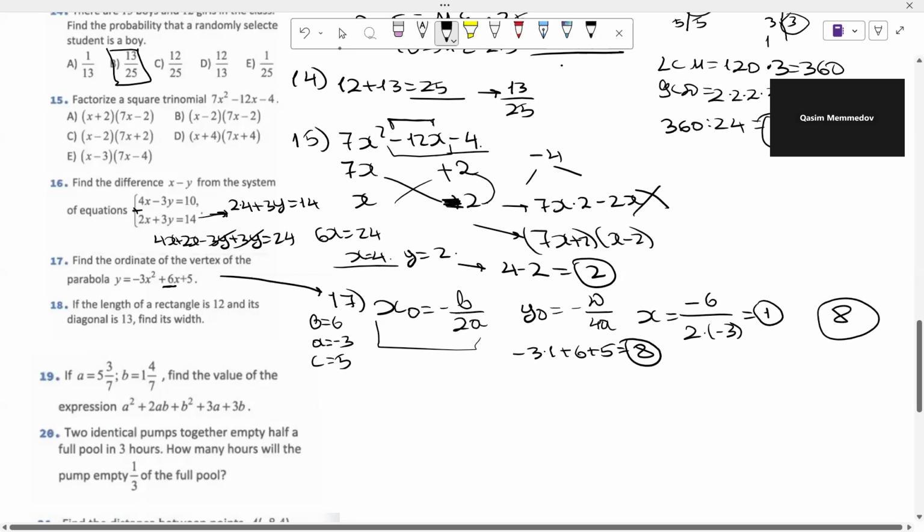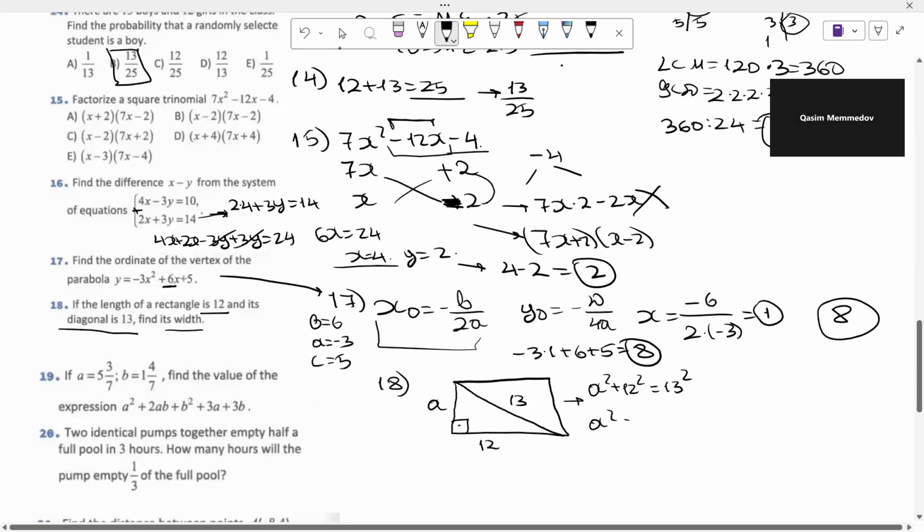Let's continue with 18. It says if the length is 12 and the diagonal is 13, find its width. Let me draw the rectangle. The length equals 12, the diagonal equals 13, and the width is A. By the Pythagorean theorem, A squared plus 12 squared equals 13 squared. A squared equals 13 squared minus 12 squared, which equals 25, and A equals 5. The width of the rectangle equals 5.